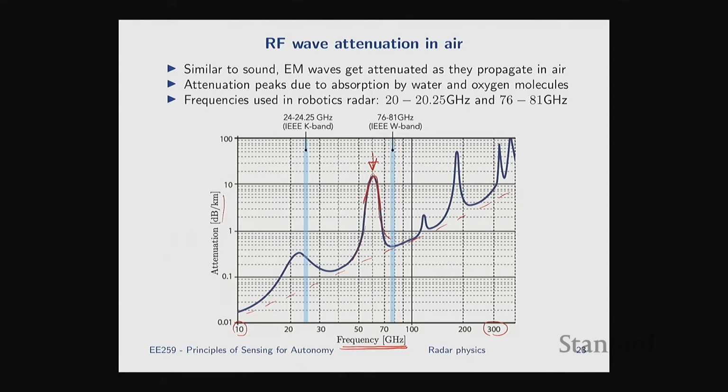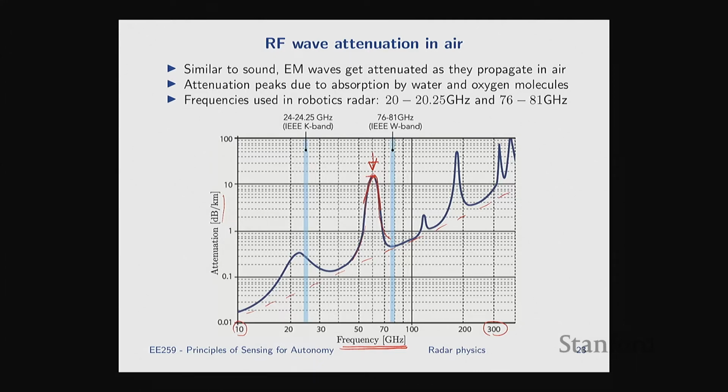So this, for instance, here could be a resonance of the H2O molecules of water. So those are bad choices for radar, right? Because you suddenly get a lot of attenuation. We don't want to be too close to those peaks.